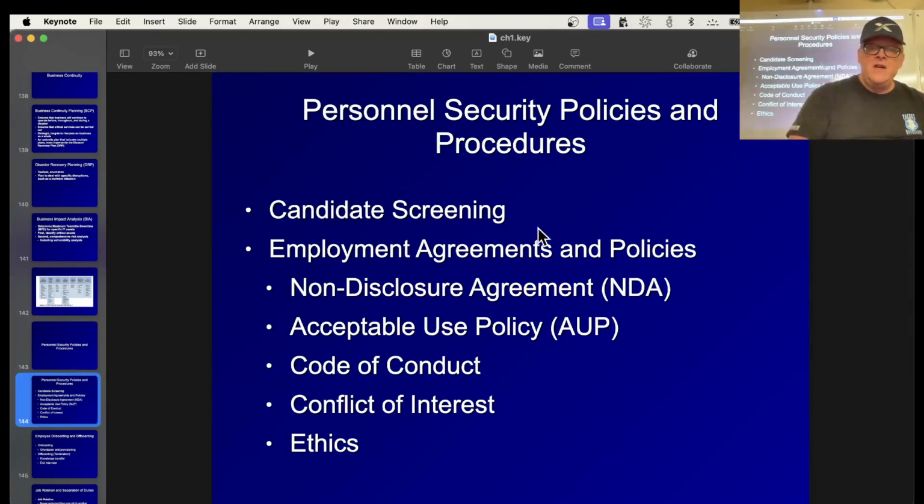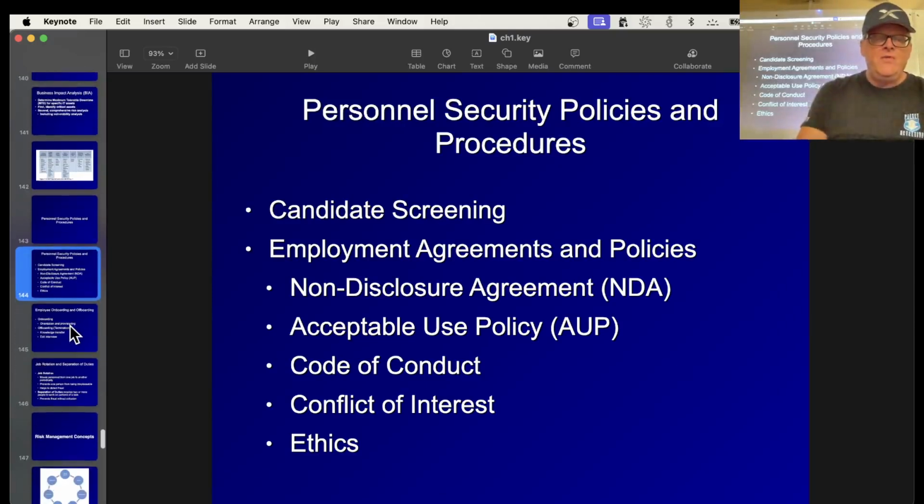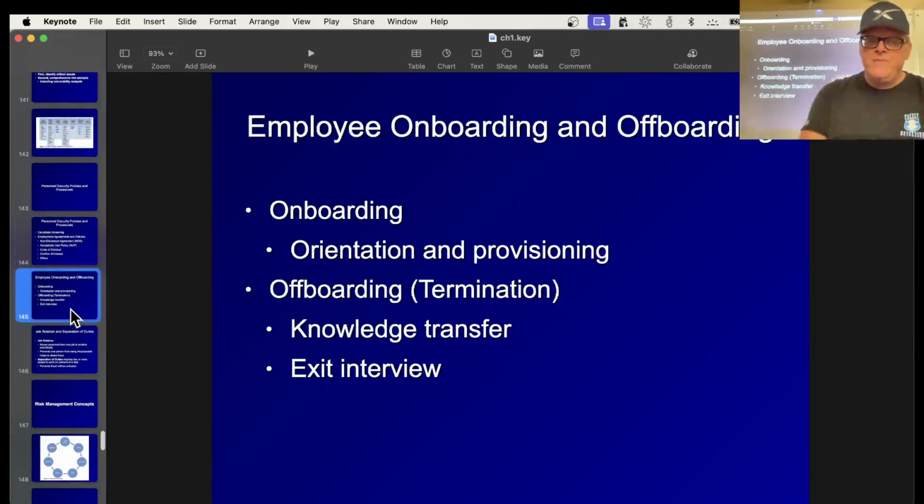So you've got personnel security policies. There's a lot of these. You should be screening candidates for employment, and once you do hire people, you make them sign agreements like non-disclosure agreements, acceptable use policy, code of conduct, conflict of interest, and ethics. These are all things you want to inform your staff about and enforce. So you onboard them with orientation and provisioning them with things like company laptops, and then when they leave, you have to have offboarding, where you have an exit interview and make sure they're not taking company knowledge or company devices out with them.